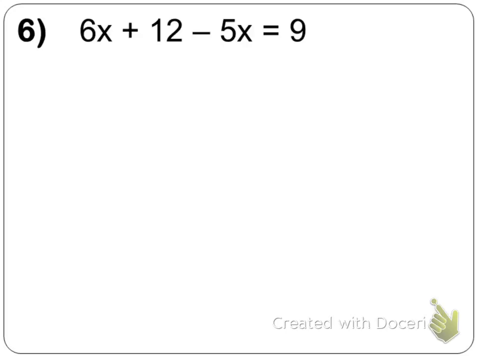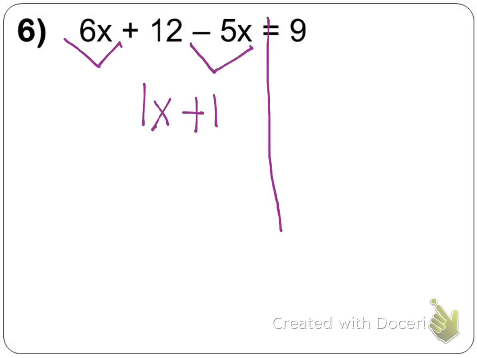So as you're writing this one, decide if your variables are on the same side or different sides. Same side or different sides? They're on the same side, so we can just combine like terms. Do exactly what it's telling you to do. What is 6x minus 5x? 1x. And then you still have the plus 12, and you still have the equals 9.